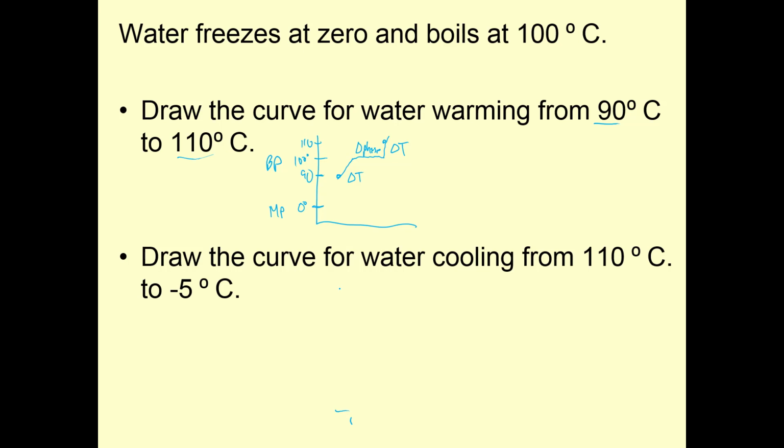Draw the curve for water cooling from 110 to -5. Oh boy. So I'm going to do my 0 degrees as my melting point. 100 degrees is my boiling point. I'm starting at 110. I'm going to end at -5. So I'm going to start right here and I'm going to end all the way down here. Slanty, slanty. Uh-oh. Now what's happening here is not boiling, it's condensing. And what that means, it goes from a gas to a liquid. And what that means is I'm going to do energy phase.